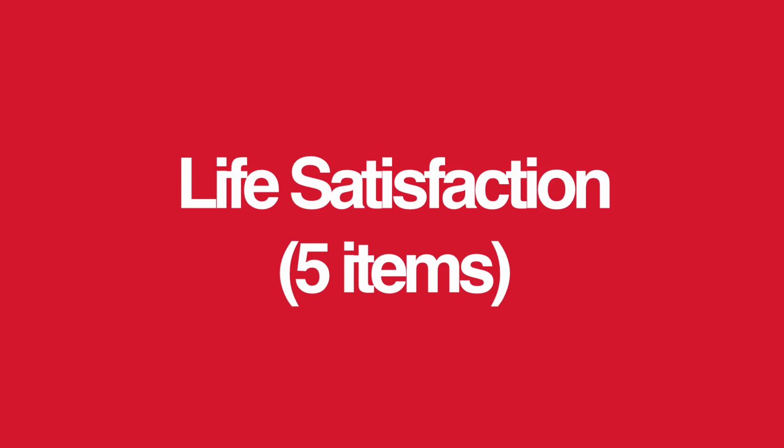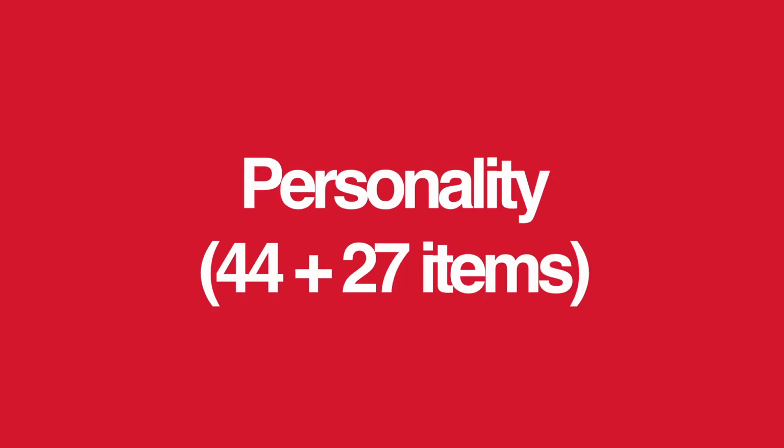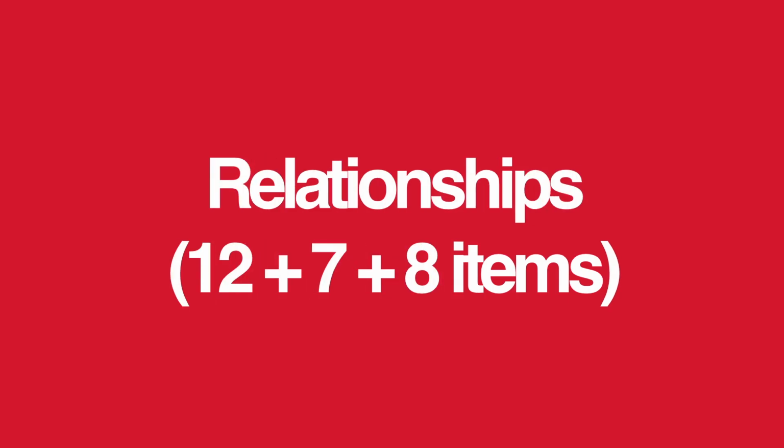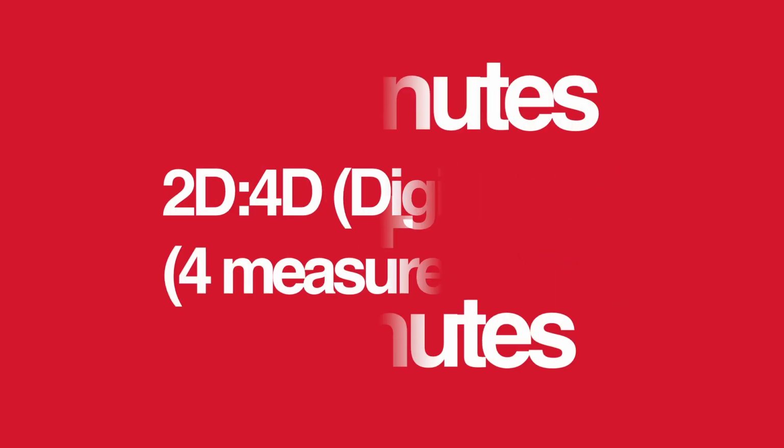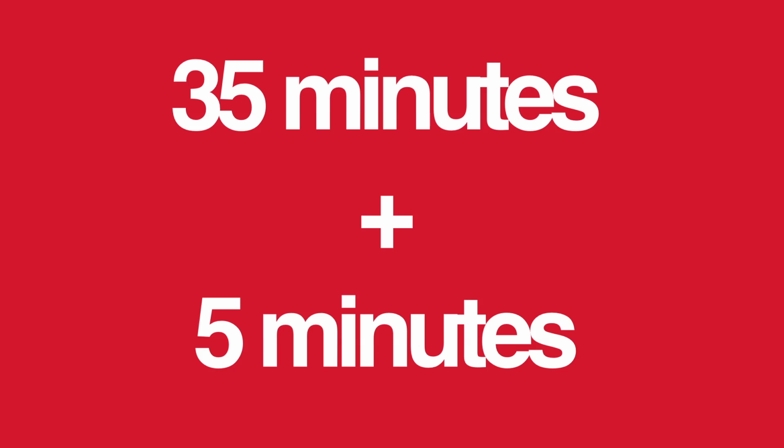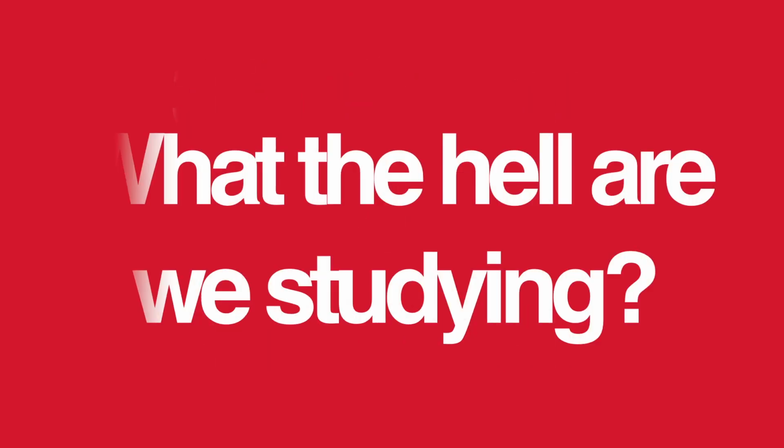Affect, 10 items. Life satisfaction, 5 items. Personality, 44 plus 27, 2 assessment tools. Relationships, 12 plus 7 plus 8, 3 assessment tools. Self-monitoring, 13 items, again, 1 assessment tool. And the digit ratio, which is 4 measurements, not exactly a tool. And this would take approximately 40 minutes.